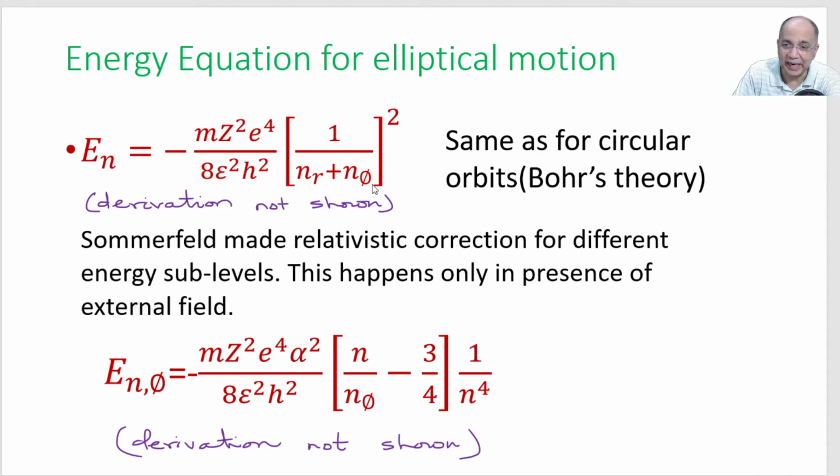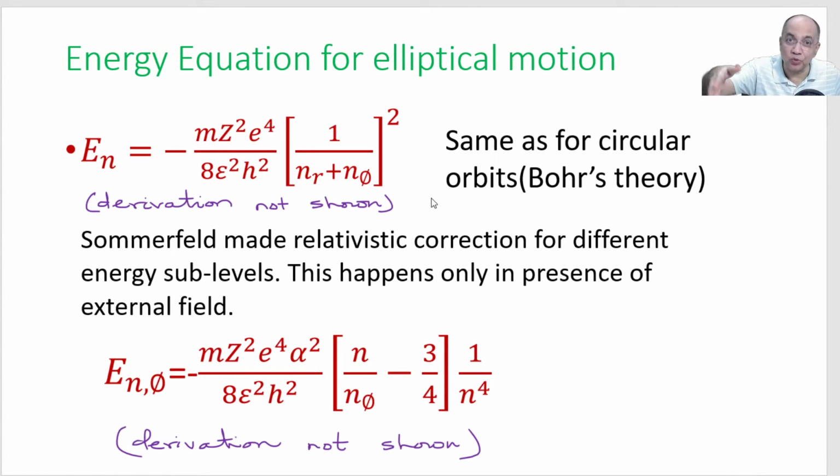The intricacies of the derivation I am not showing here; you can get it from a physics source. But this is the same as circular orbits. nr plus n phi, this sum will be equal to n. So all the different suborbits we discussed will have the same energy. So how to find different energy values for different suborbits when there is an external magnetic or electric field? There the contribution of Sommerfeld came.